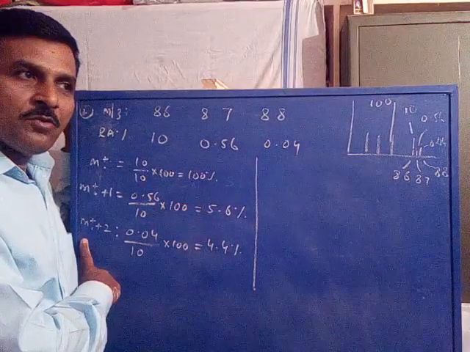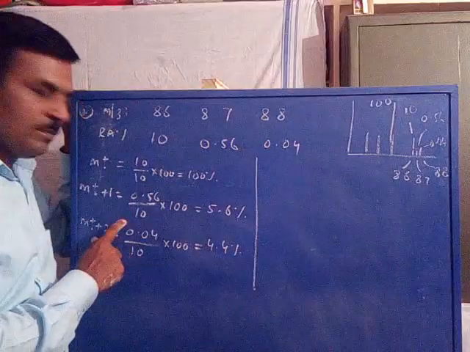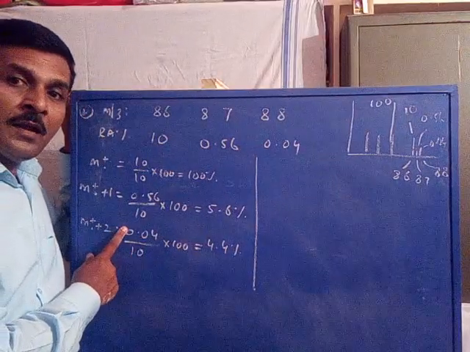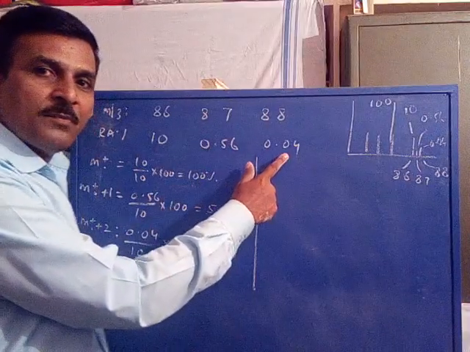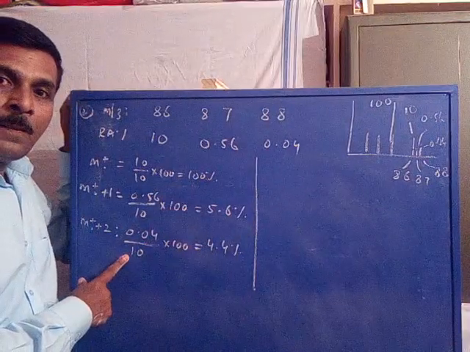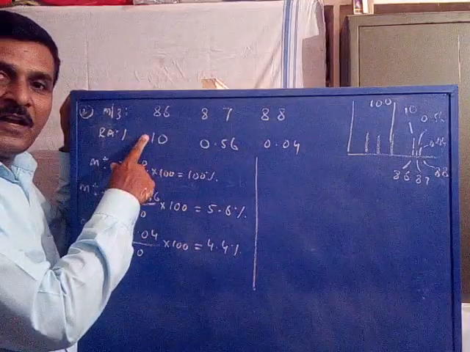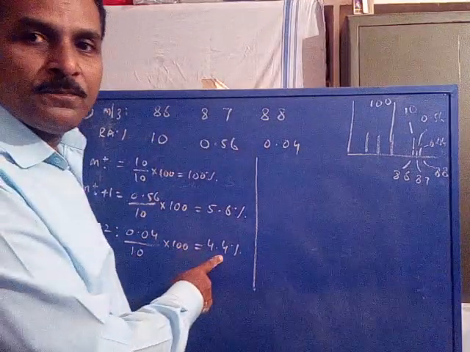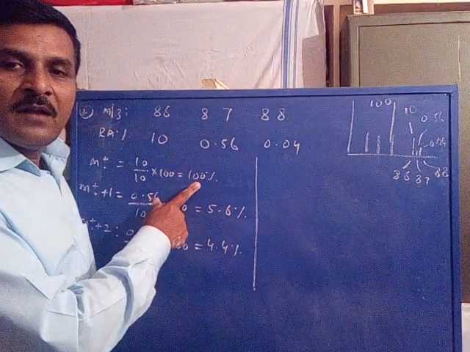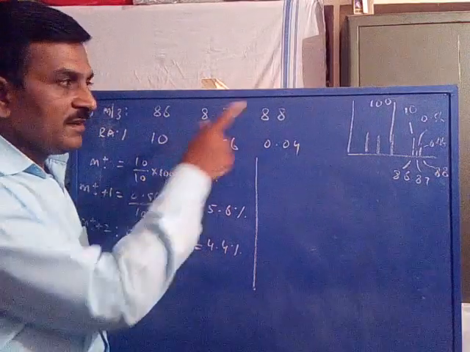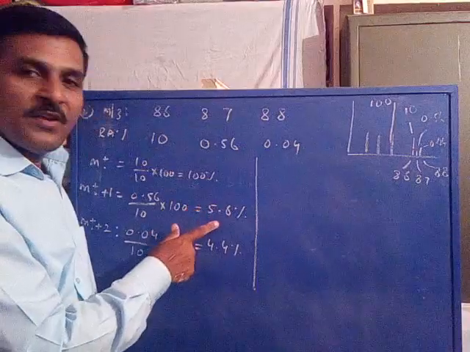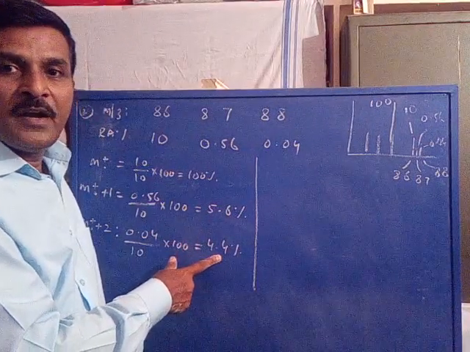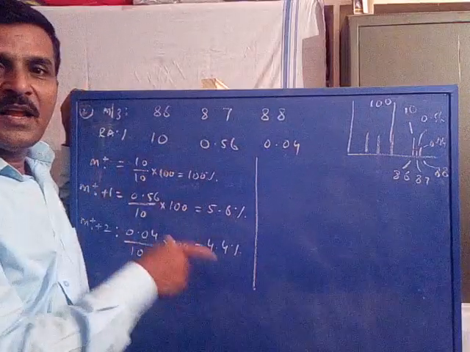Similarly, the +2 signal intensity is recalculated: 0.04, the original intensity of the +2 signal obtained from the spectrum, divided by the molecular ion signal intensity 10, into 100, becomes 4.4. Now when the molecular ion signal intensity is 100%, for this example, the +1 signal intensity should be 5.6 and the +2 signal intensity should be 4.4. This is the first guideline applied.